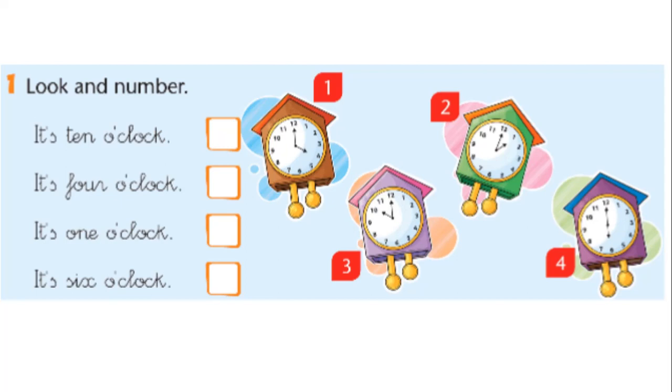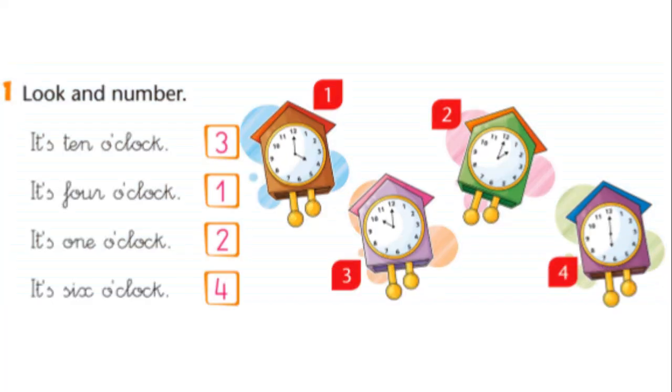The third one says, it's 1 o'clock. Which clock is pointing to the number 1? And last, it's 6 o'clock. Let's look for the clock with the small hand pointing to the 6. Here are the answers.